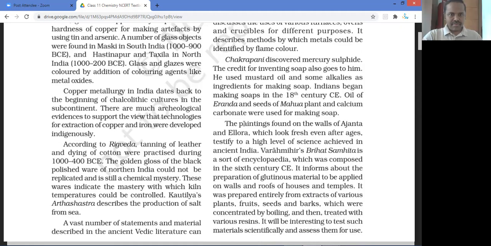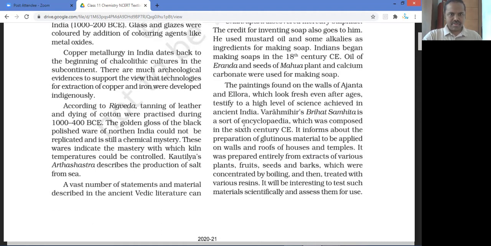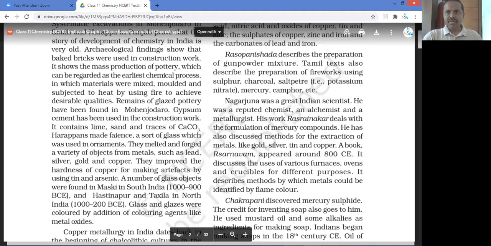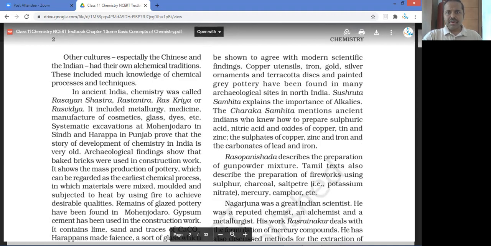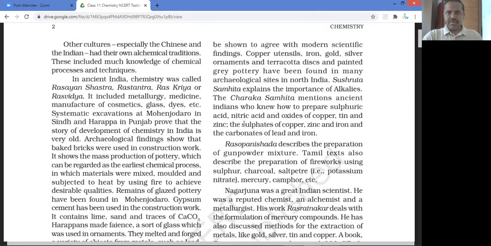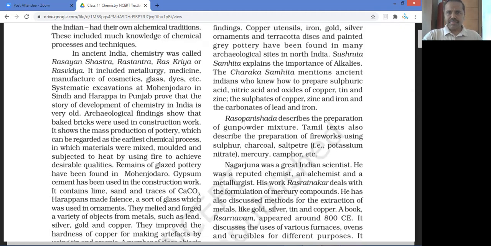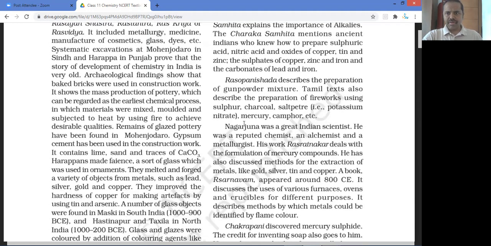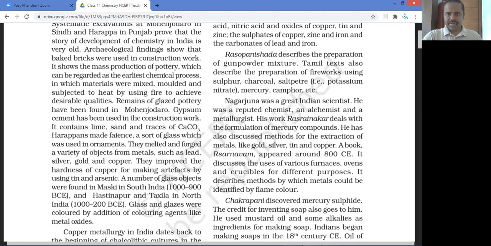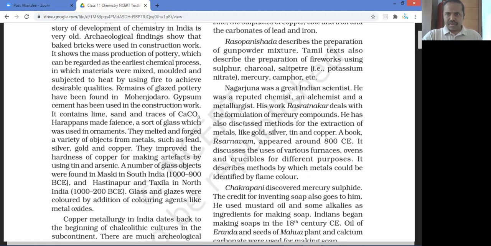Okay, according to Rig Veda, a vast number of statements in ancient Vedic literature agree with modern scientific findings. Copper utensils and iron have been found in many archaeological sites. So basically, this portion is for you to understand that in India, through the archaeological excavations, we understand that the work of chemistry has long been happening in our country.